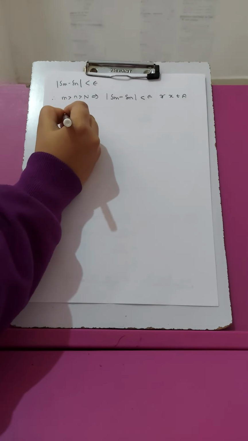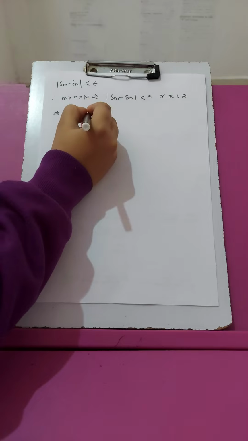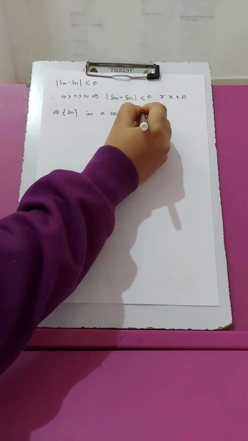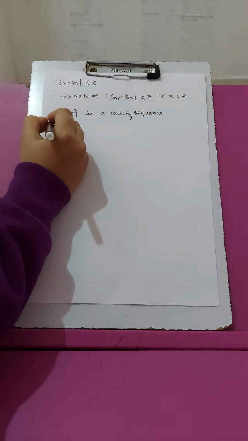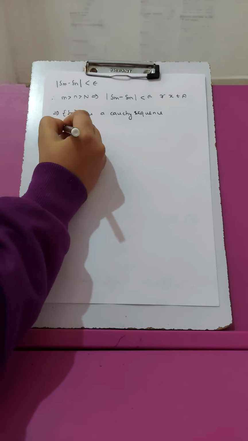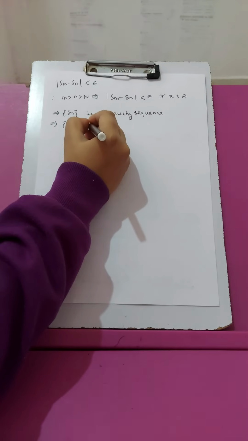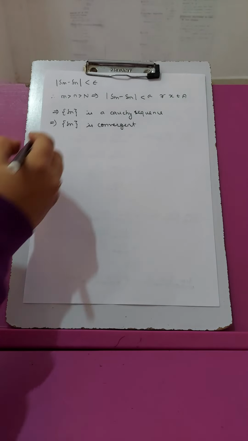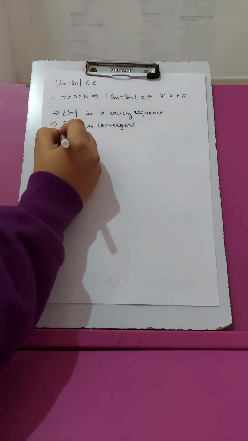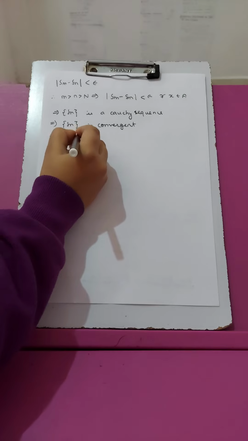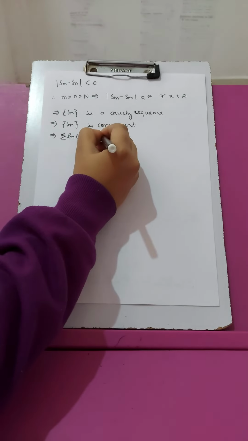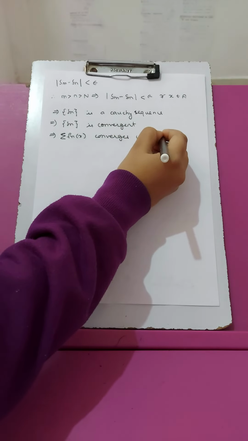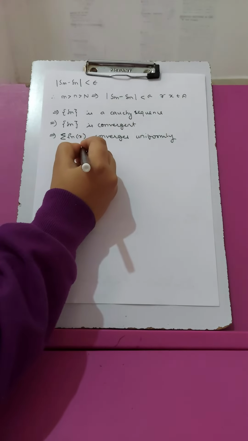Therefore the sequence Sn is a Cauchy sequence. And we know that every Cauchy sequence is convergent, therefore the sequence Sn is convergent. By the Cauchy criterion of convergence, this implies that the summation of fn of x converges uniformly. And hence the Weierstrass M test is proved.